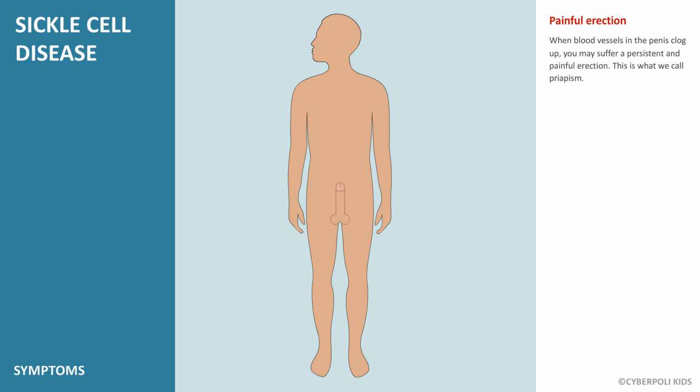When blood vessels in the penis clog up, you may suffer a persistent and painful erection. This is what we call priapism.